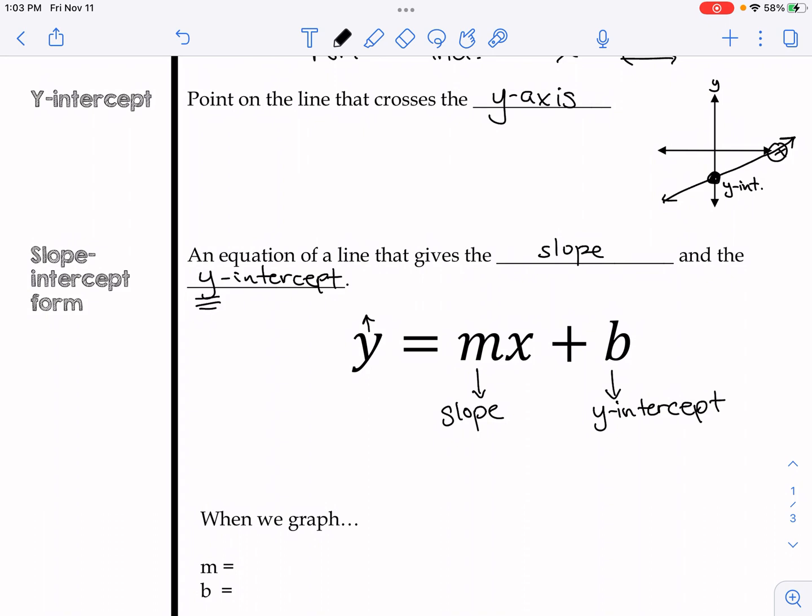Now we will always have y and x. Here, y is the dependent variable and x is the independent variable. So that's always going to be there, but we'll have numbers and values for m and b instead. So this is the formal representation for each letter.